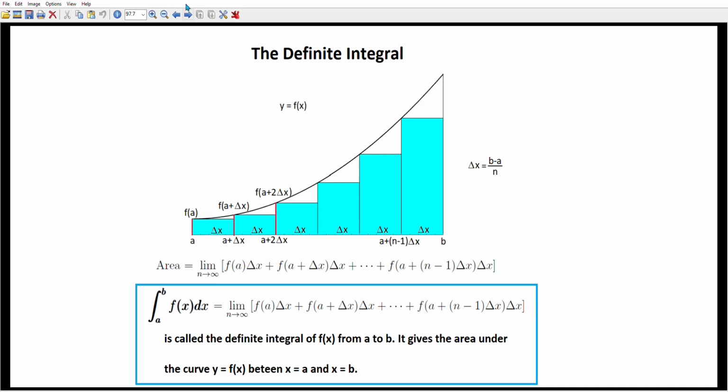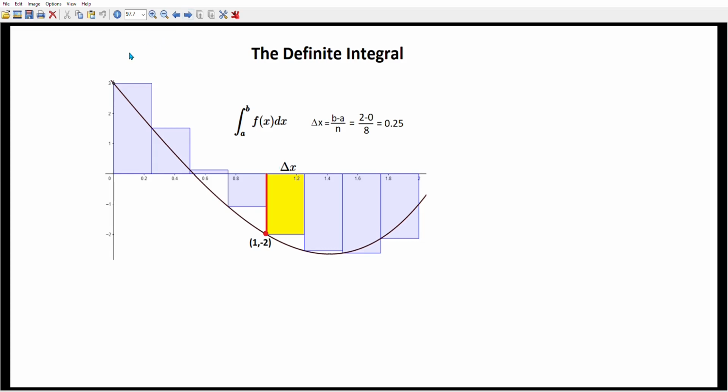Now, there are some consequences to this definition. Let's look at the following picture, and here we're using left-hand endpoint rectangles. When we come to this particular rectangle, we note the base is delta x. The height now is given by the function value, which is negative. That means that the product of the function value and delta x is negative. That's going to count as negative area. So area below the x-axis is going to count as negative with this definition.